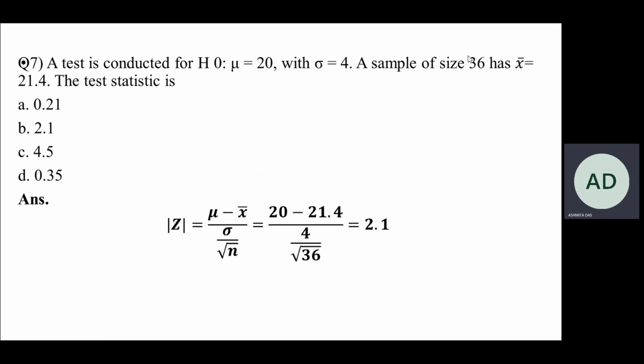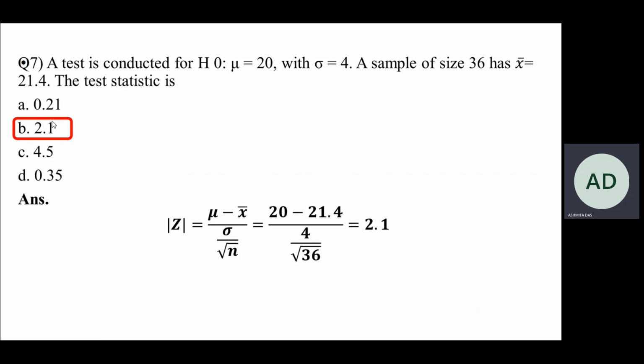Sample mean comes as 21.4, divided by sigma, the standard deviation of the population, which comes as 4, and the n represented by the sample size comes as 36. So 20 minus 21.4 divided by 4 divided by root over 36. By calculating this, we can get a value of 2.1. So the correct answer of this question is B, 2.1.